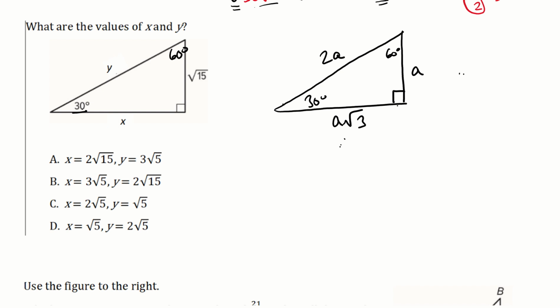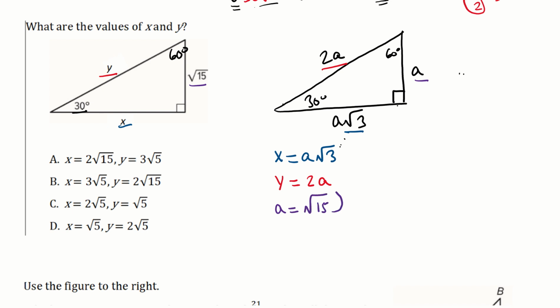All right, so now let's compare these. Let me do that in blue. X is equal to a square root of 3, sorry. So let me write that out. So x is equal to a square root of 3. We got y is equal to 2a. And we'll just do this in purple. Square root of 15 is equal to a. So we know a is equal to the square root of 15.